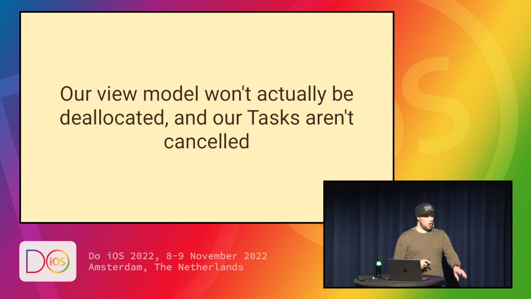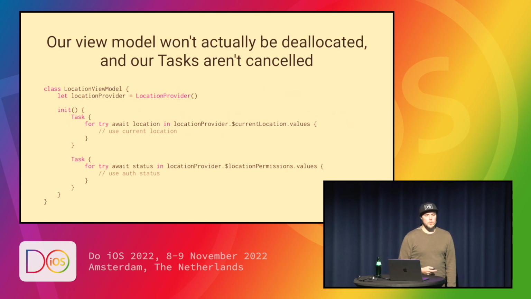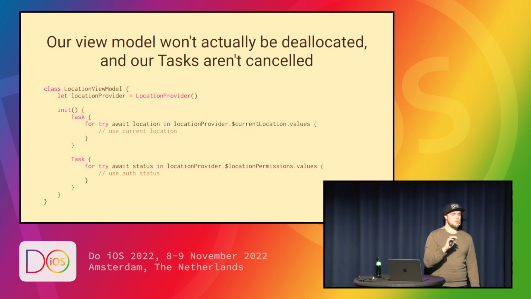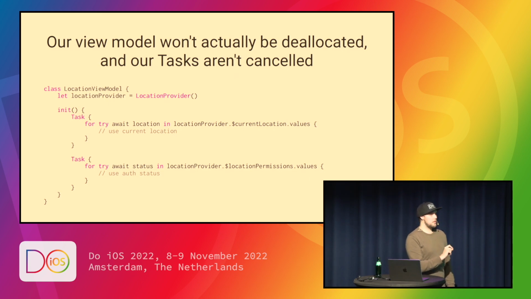So this is a big problem, because we didn't have this problem before, and now we have to think about this. So what are we doing wrong? There's really two things that we're doing wrong here. You might notice that inside of this task, I'm saying locationProvider.currentLocation.values and locationProvider.locationPermissions.values. These are properties defined on self.